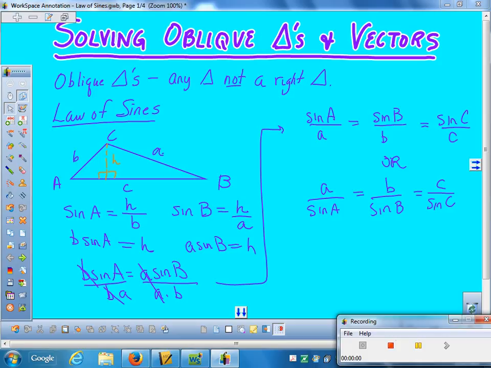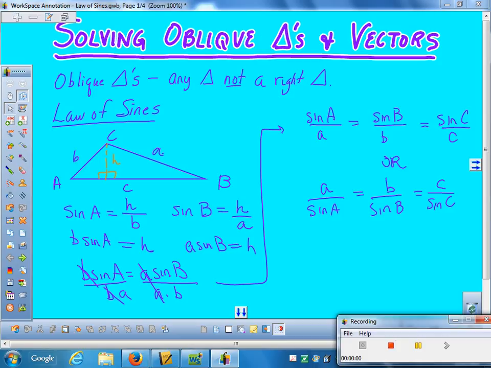And they said, hey, look, they both have H in them. If you solve for H by multiplying the denominator over to the other side, and the H's are equal, then both expressions are equal. So B times the sine of A is equal to A times the sine of B. And they went, oh, that's confusing, B's and A's mixed together.